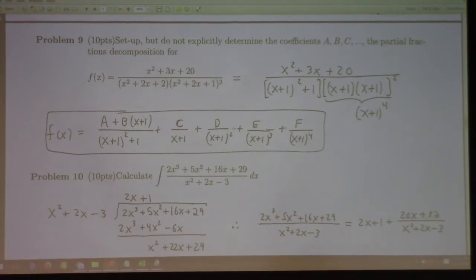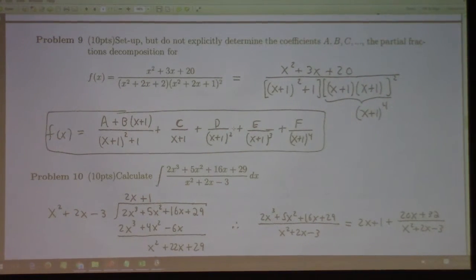Yes, sir? Did you get full credit if you did A plus BX instead of A plus B? Yeah. The more critical issue is that you guys like to put CX plus D for this thing, and that's just nonsense. This is for the decomposition for that one.